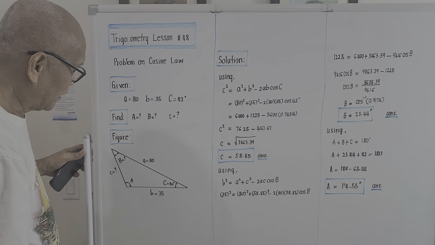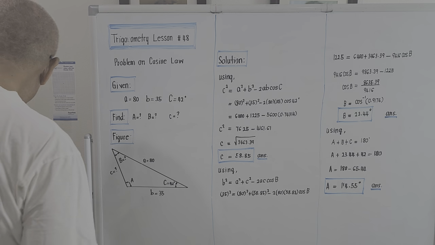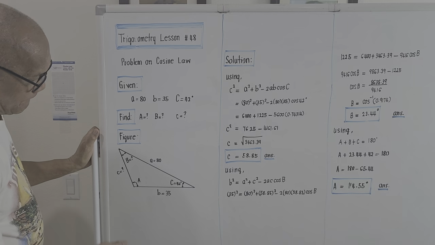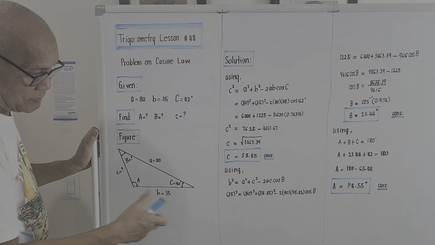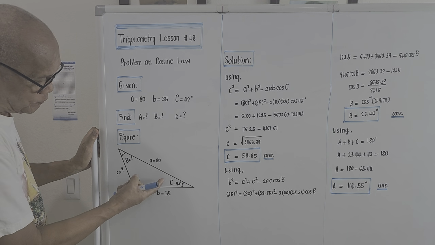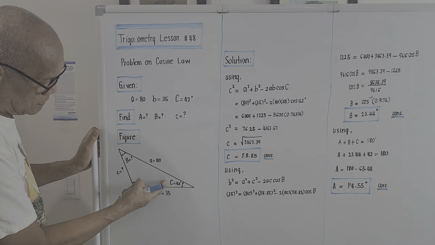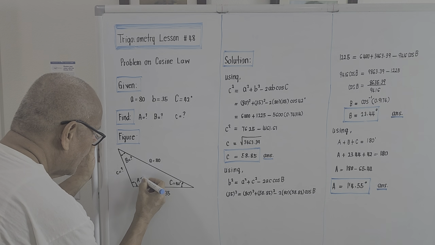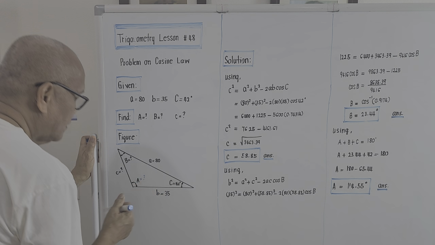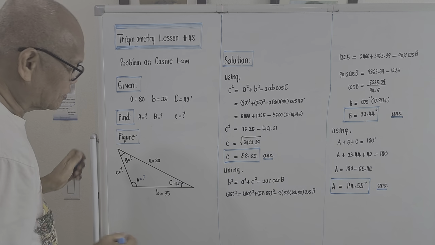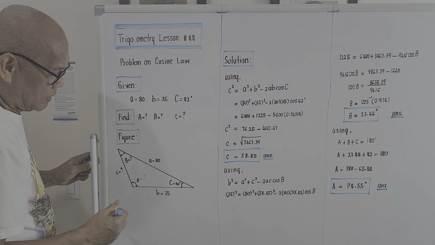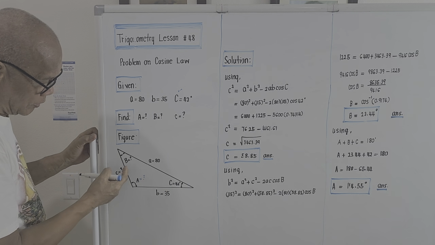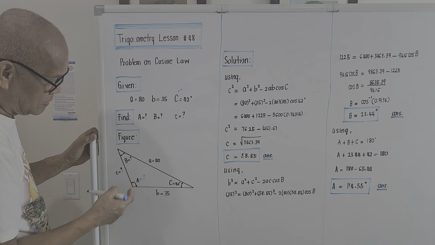If we try to bring out the figure of this one, the figure will be something like this. It's an oblique triangle. It's not a right triangle. This should be angle C, angle A, and this is angle B. The inside angles are ABC. And what is given is angle C. So we are looking for angle B and angle A.